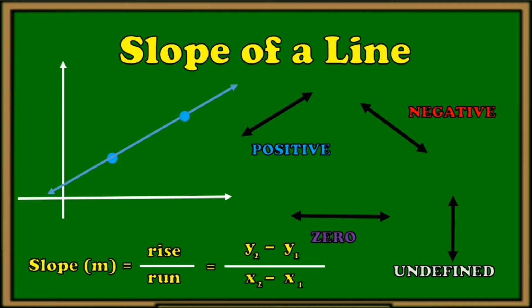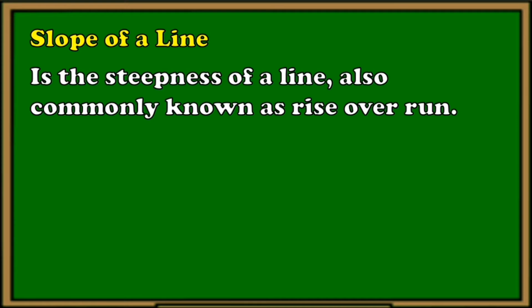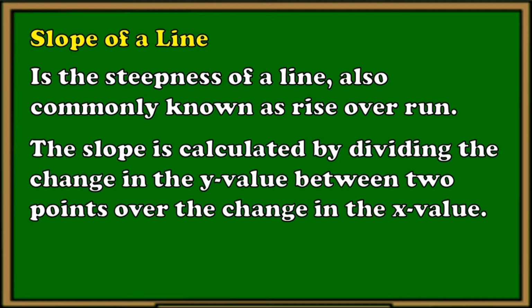Our topic for today is about the slope of a line. Slope of a line is the steepness of a line, also commonly known as rise over run. The slope is calculated by dividing the change in the y value between 2 points over the change in the x value.